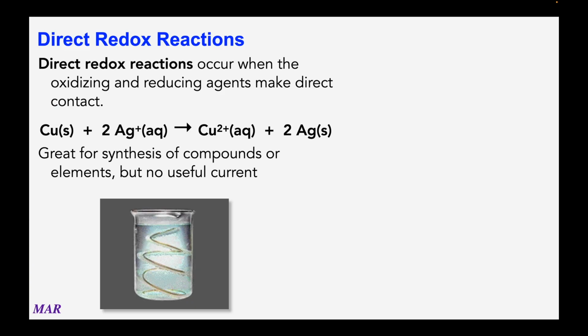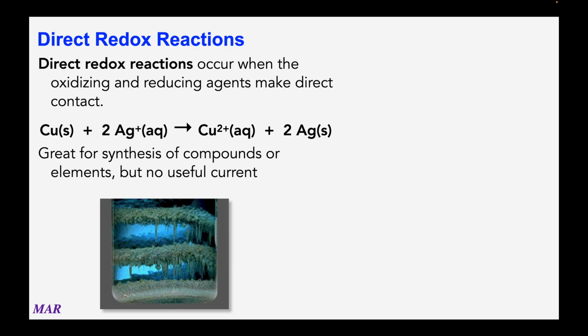Copper metal reacts spontaneously with a solution of silver nitrate. A coating of silver metal forms on the copper, while copper 2+ ions, which are blue in water, are released into the solution. This is an example of what's called a direct redox reaction.